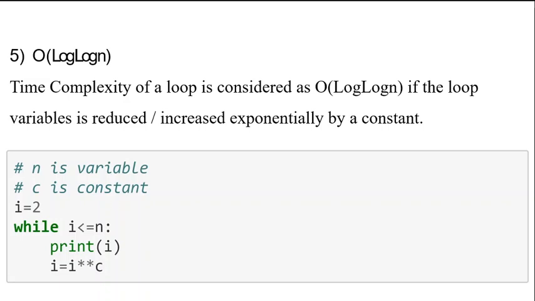The time complexity of a loop is considered as Big O of log n if the loop variable is reduced or increased exponentially by a constant. As you know, n is a variable and c is a constant. i is equal to 2, while i is less than or equal to n, we print i. And now we increment it exponentially with a double star sign: i is equal to i double star c. This is increased exponentially by a constant.